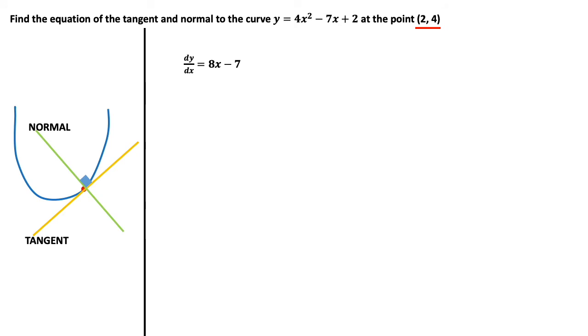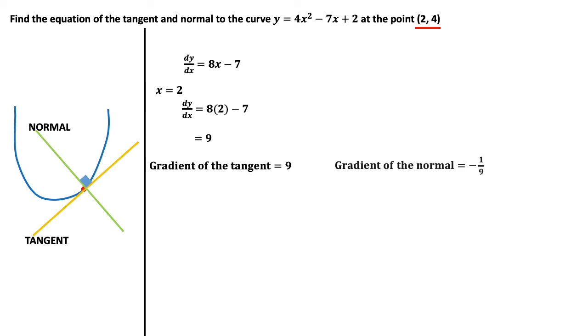Now that means 8x minus 7 is the formula for the gradient of the curve at any point. The gradient of the curve is the same as the gradient of the tangent. So what I now have is a formula for the gradient of the tangent. But I don't want the gradient of the tangent at any point. This question is saying at the point (2, 4), so when x is equal to 2. If I substitute x equals 2 into the derivative, I get 8 times 2 minus 7, which gives me 9. So the gradient of the curve is 9 when x is equal to 2, which means the gradient of the tangent is 9.